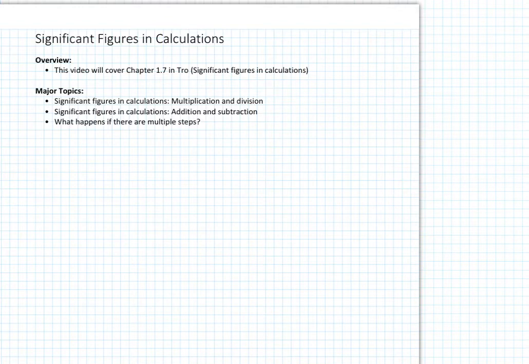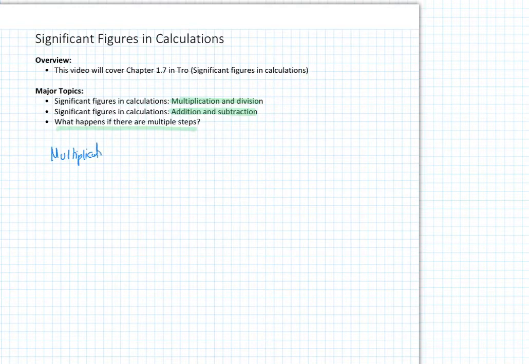The way to think about this is there are different rules depending on what kind of calculations you're doing. If you are doing multiplication and division, there's one set of rules. Addition and subtraction, there's another set of rules. And then we're also going to answer the question, what happens if you have multiple steps? In other words, if you have a mixture of addition, subtraction, and multiplication and division in the same problem. So I'm going to do a couple of different examples to give you a flavor for how you deal with this. We're going to start with multiplication and division.